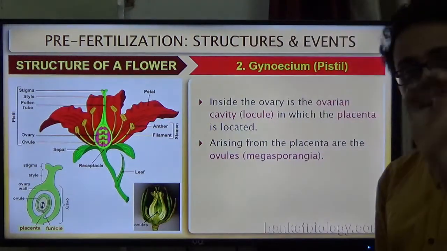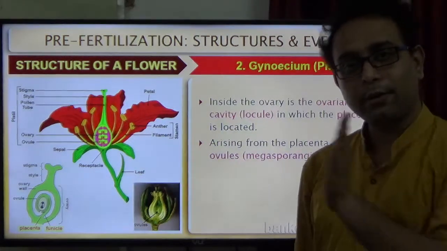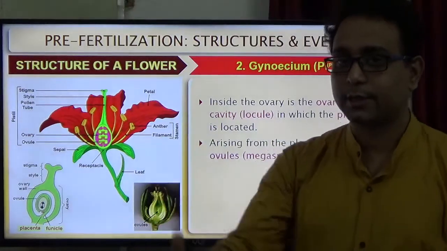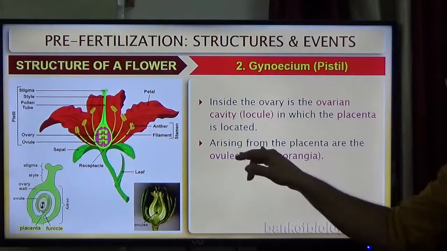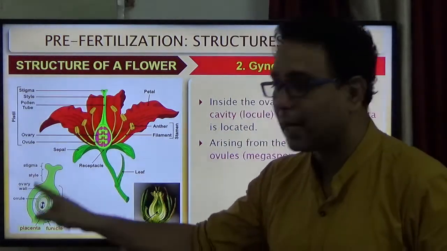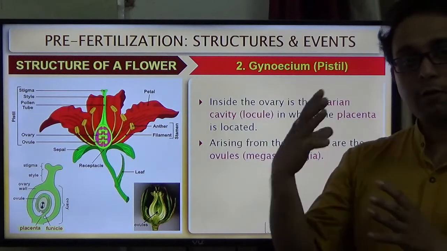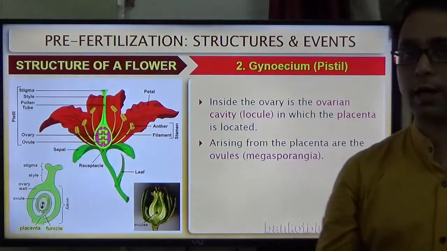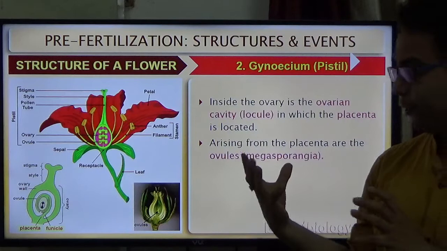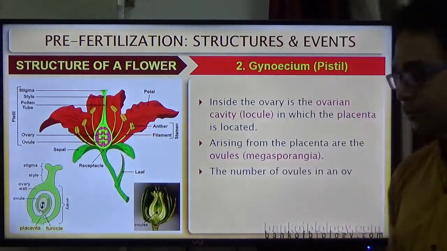In the ovule, the embryo sac is there, where the egg cell is produced. How the egg cell is produced, that is also discussed today. Arising from the placenta are ovules or megasporangia. Megasporangia means the mother cell from which the megaspores are formed. Megaspore is a very important structure in which the egg cell is produced. So today we discuss this part also.